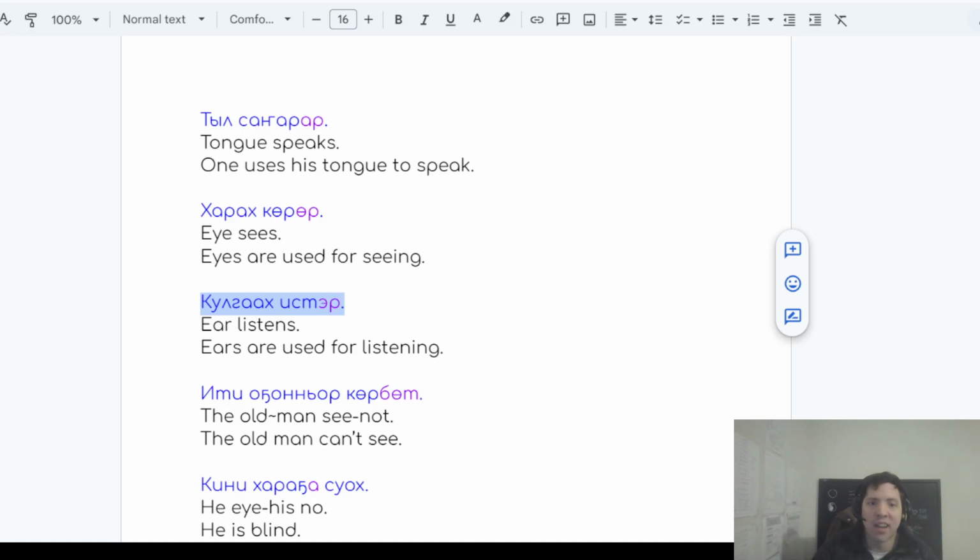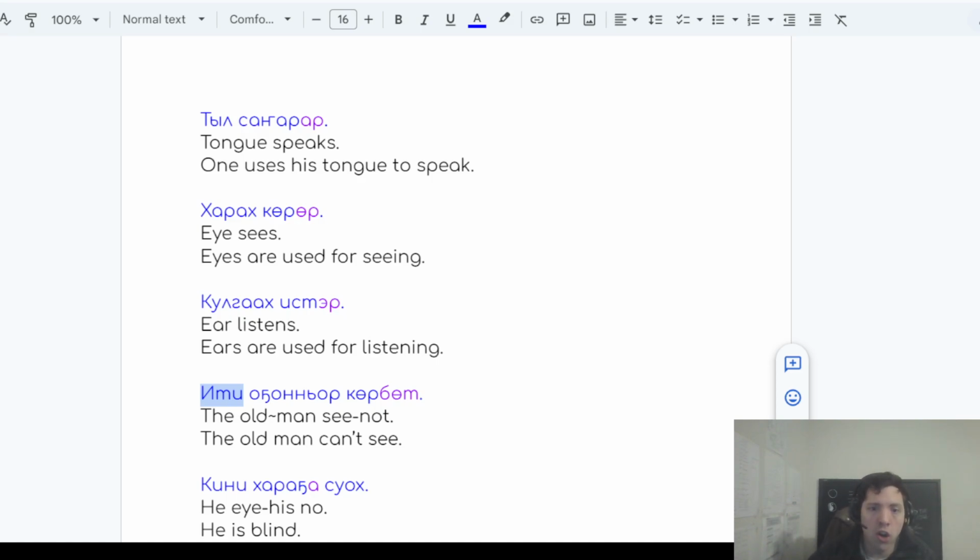Kulgach ister. Ears listen. Ears are used for listening. Then we have iti agyar kurbut. The old man can't see. Now, iti is not literally the. It's translated often as this, but it's not quite the same as bu. Native speakers have told me it refers to something that was already mentioned, which is kind of like what we do with the, so I translate it here as the. The old man can't see.